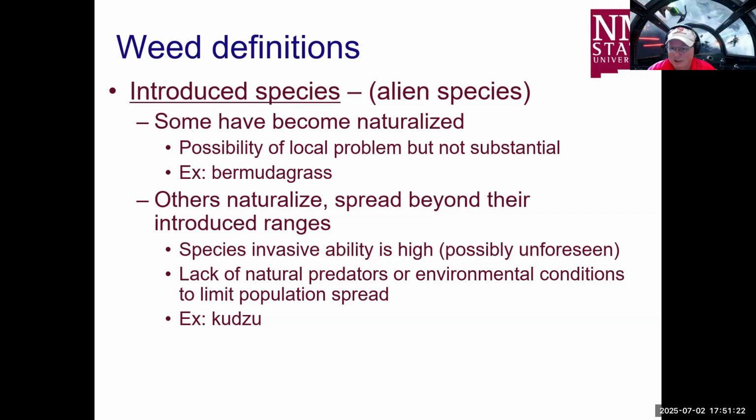So species invasive ability is high when they become naturalized and they escape their cultivated areas. A really good example of that would be kudzu. It was introduced on purpose in the 1940s as an alternative forage for livestock in the southeast. And unfortunately, it is literally eating the South. I have a picture of that on the next, not the next slide, but the next, I believe.